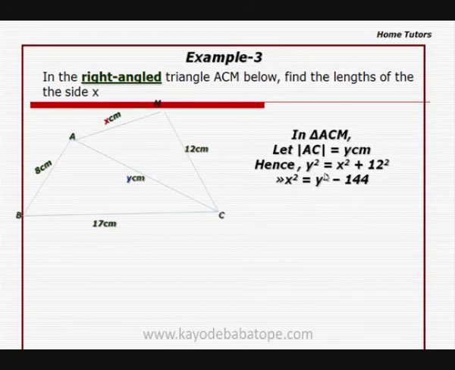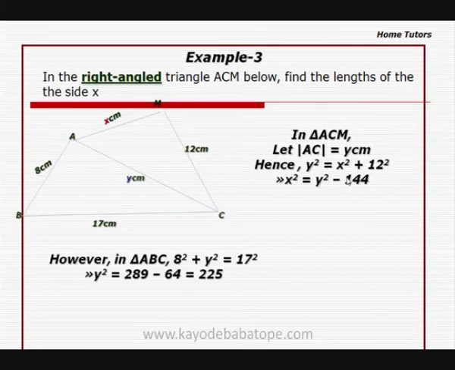We have to first look for an approach to calculate the value of y. How do we go about that? We can also consider a second right angle triangle in this diagram on the screen. If you consider the right angle triangle ABC, where this angle A is a right angle, and applying Pythagoras theorem will give us 17 squared must be equal to y squared plus 8 squared, because in this system of right angle triangle, the hypotenuse is the line BC.